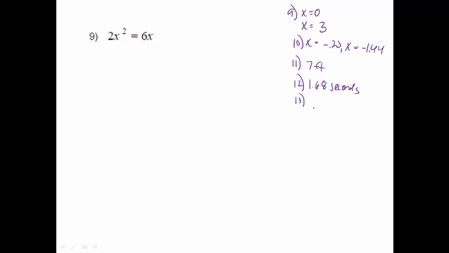Problem 9. Actually, again, on these ones, I will give you the answers to 9, 10, 11, and 12, so you have them. 9 was x equals 0 and x equals 3. 10 is x equals negative 0.23 and x equals negative 1.44. 11 is 7 feet. 12 is 1.68 seconds. And 13 is 0.44 seconds.